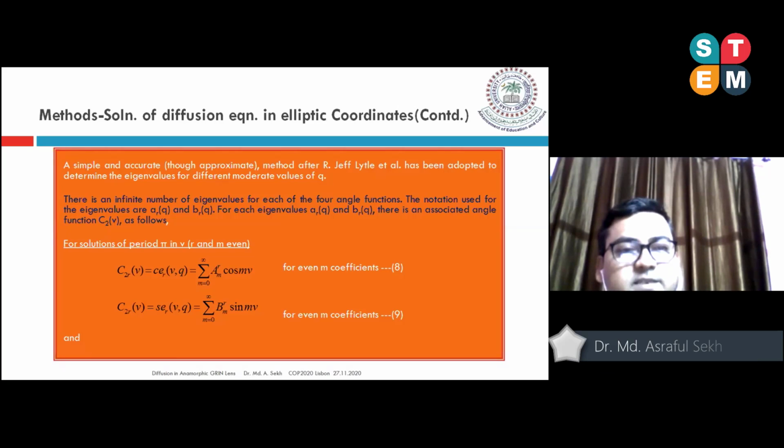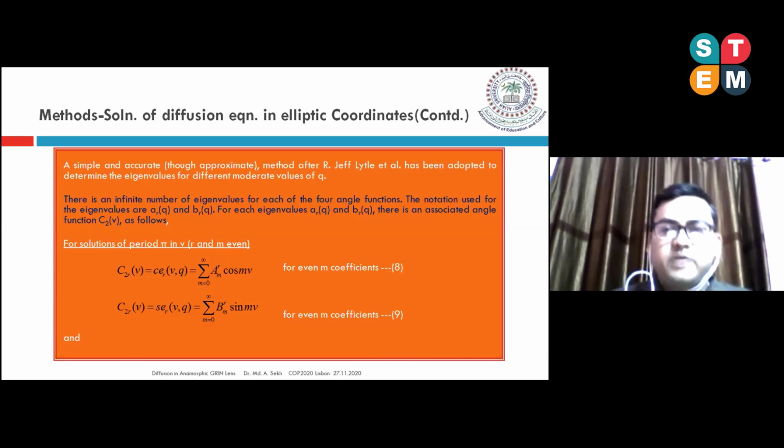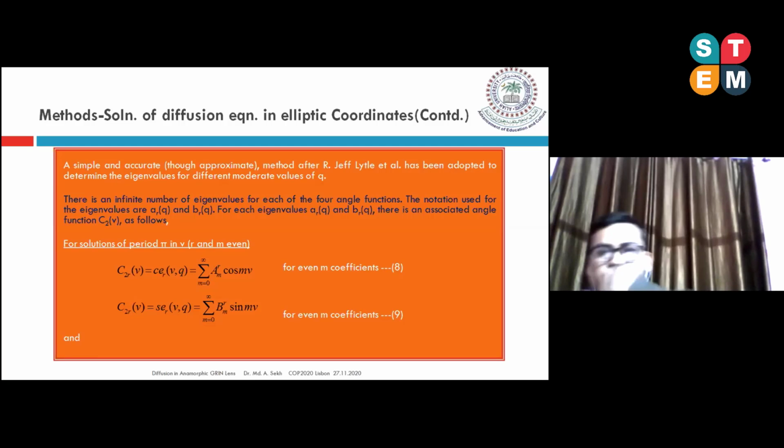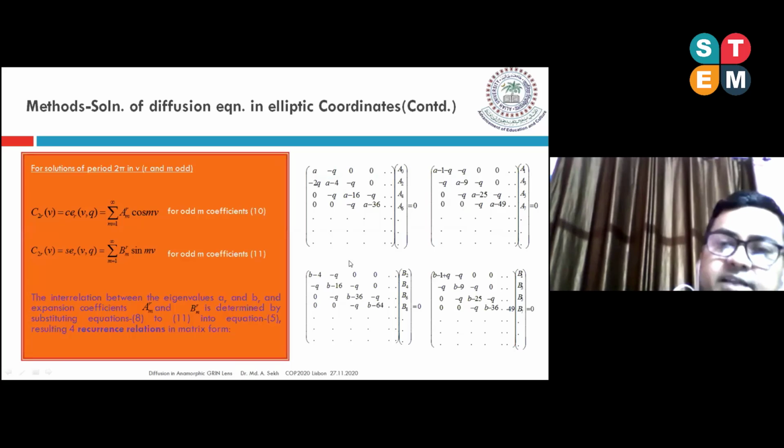In the first case, there is an infinite number of eigenvalues for each of the four angular functions, and the notations used for the eigenvalues are ARQ and VRQ. These ARQ and VRQ are related to the associated angular function C2. So first we calculated C2V. From the literature, we found that this angular function is designated by this symbolism, and AR and VR are the coefficients generated from the recurrence relations.